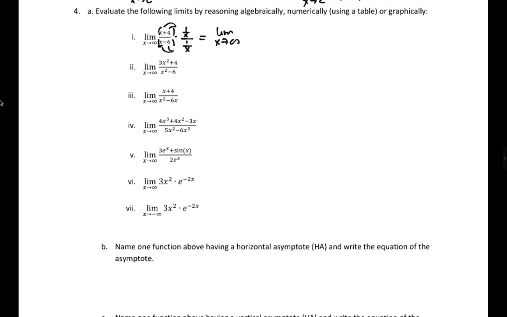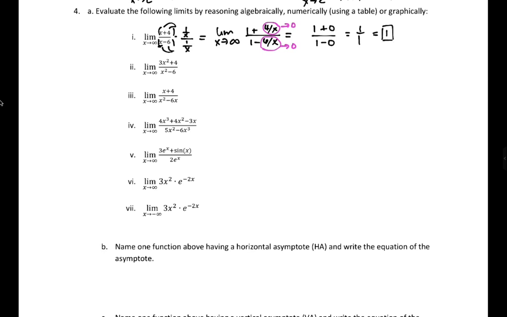If I do that, I'll have the limit as x approaches infinity of 1 plus 4 over x, all over 1 minus 6 over x. As x approaches infinity, 4 over x approaches 0. This is like 4 over 100, 4 over 1,000, 4 over a million. Remember that a number over something that's getting really big gets really small, so these both go to 0. Now we take the limit, and this equals 1 plus 0 over 1 minus 0, which is 1 over 1, which is 1.